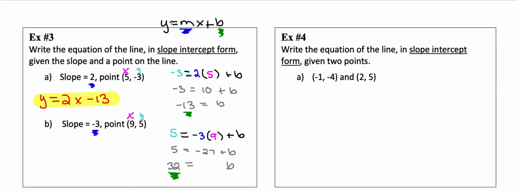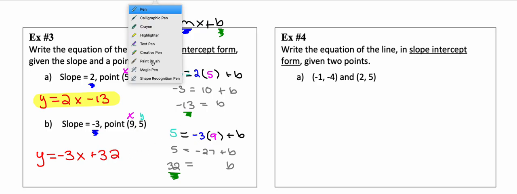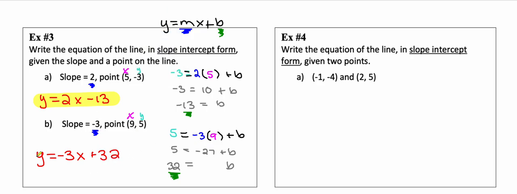Now that I have those, we're going to only substitute the m and the b back in so we can have our linear function. Our linear function equation will be y equals m, which is negative 3, x plus b, which is positive 32, so it'll be plus 32. This is the equation of the line given a slope and a coordinate. You could write the equation in point slope form and then distribute and convert it to slope intercept form.